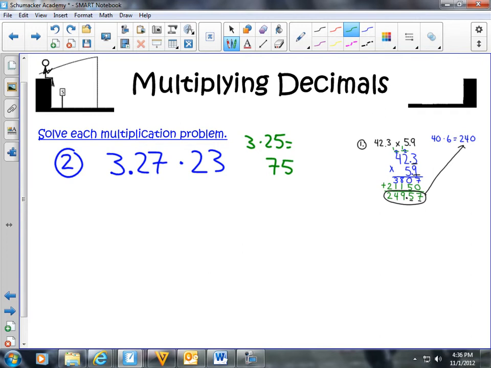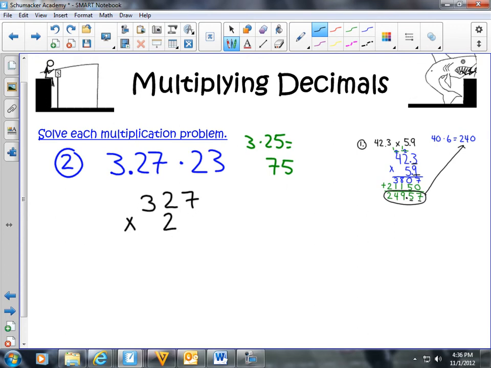So my answer should be close to 75 when it's all said and done. Let's go ahead and try this problem and see how close we are. So I'm going to bring my 327 down times 23. And now I'm going to go ahead and put in my decimal place, which is right here. Okay, let's go ahead and begin our multiplying.